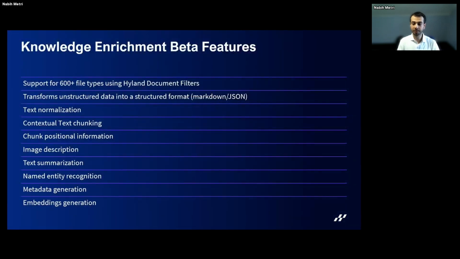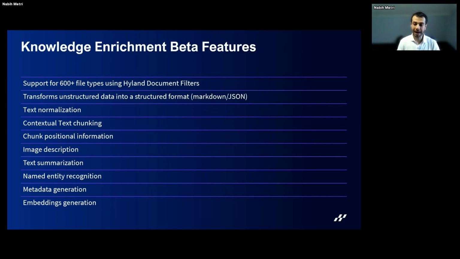So in the knowledge enrichment beta, we're offering both data curation and context enrichment capabilities. So everything here is available right now. So that includes support for over 600 different file formats, ranging from Microsoft Word, PowerPoint, Excel, to Apple iWorks files, to PDFs, images, and even WordPerfect from the 90s. Oh, and I can't forget audio video transcription.